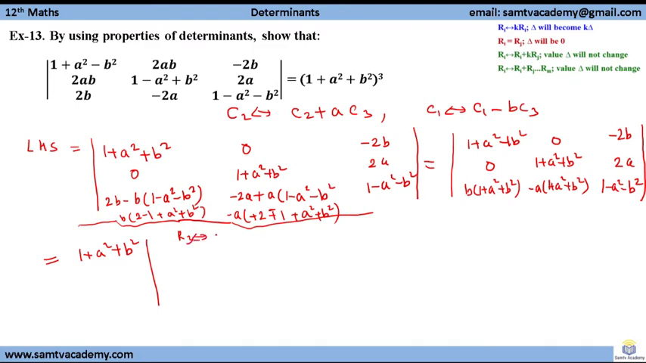R3 is replaced with R3 minus B R1. So what will be left? One we have taken common. R3 we have to replace, and taking common, this is 1, 0, minus 2B, and this is 0, 1, 2A, this is B, minus A, and this is 1 minus A square minus B square. Next we are applying this step in R3.